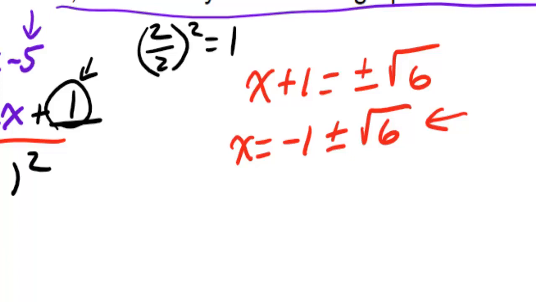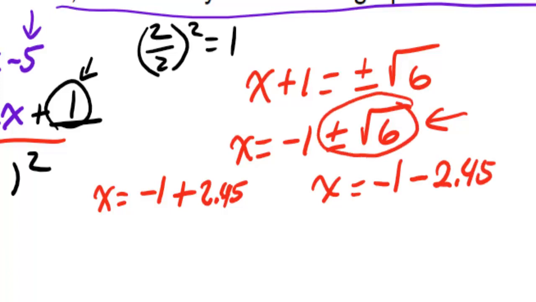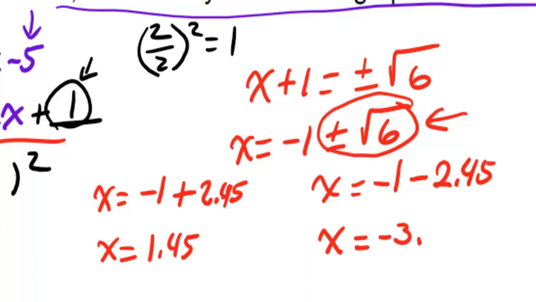So I'll end up with x equal to -1 plus, now the square root of 6 is approximately 2.45. And then I'm also going to solve x is equal to -1 minus 2.45. Remember, when I do the square root, I get a positive and a negative. So on this left-hand side, when I combine these together, I get 1.45. And on the right-hand side, when I combine these together, I get -3.45. And there are my two solutions. I'm going to have to go graph those in a moment.